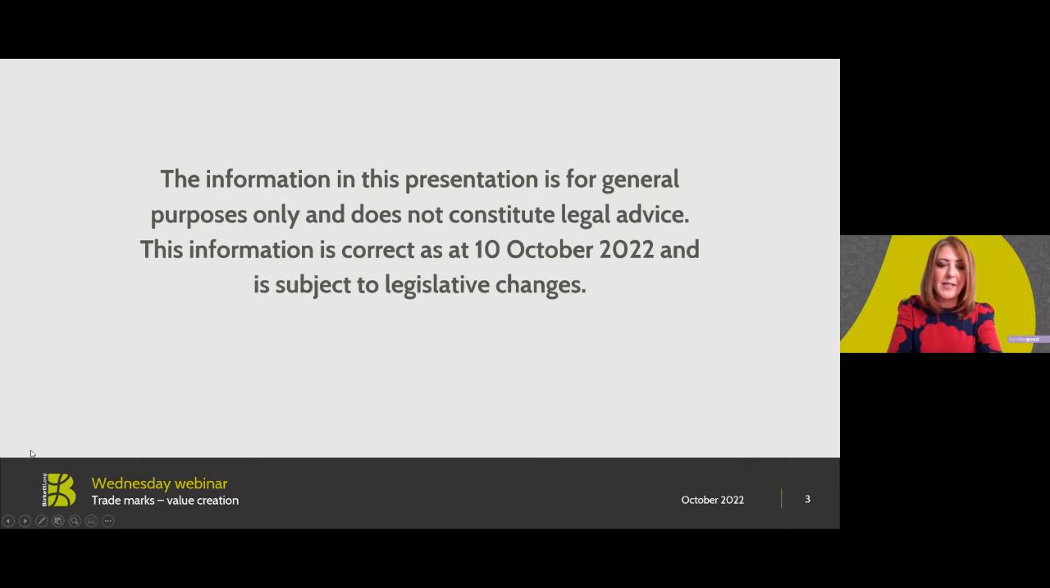I need to read this out to make you aware that the information is presented for general purposes only and does not constitute legal advice. This information is correct as at the 10th of October and is subject to legislative changes.